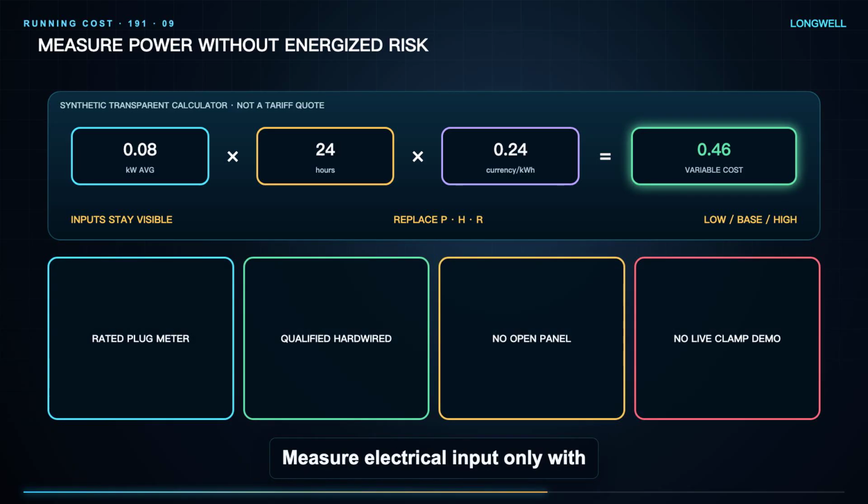Measure electrical input only with an appropriate safe method. A plug-in energy meter may suit a compatible single-phase appliance within its rating and instructions. Hardwired, 3-phase, panel, clamp, or conductor access requires qualified personnel and approved instruments. Never create exposed energized work for a public calculation.